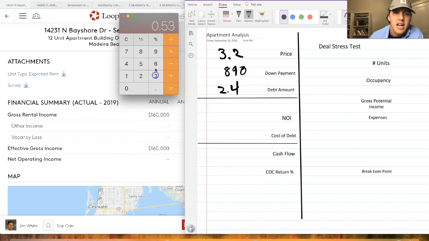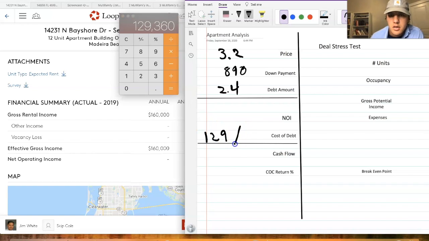Plug in a rate factor, 0.039539, and that's going to give me a principal and interest payment at 3.5%. So, 129. When they don't list the expenses or the numbers, a lot of times they're super low returns. But let's just put some interest only in here as well.